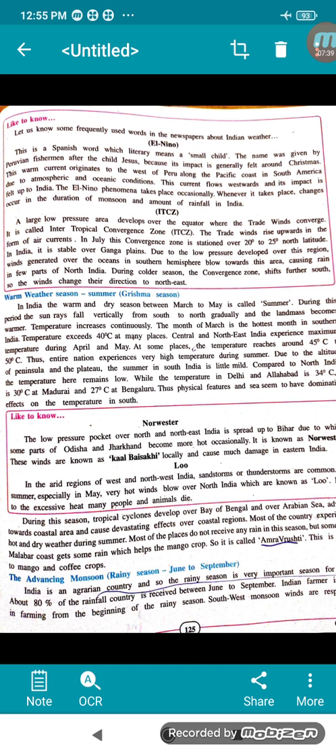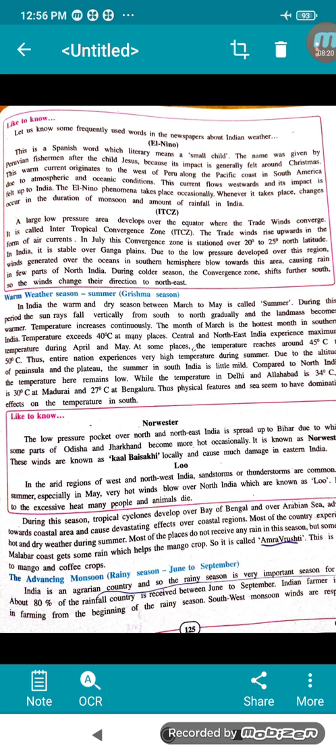Now, during this season, tropical cyclones develop over the Bay of Bengal and over the Arabian Sea. They advance towards coastal areas and cause devastating effects over coastal regions. Most of the country experiences hot and dry weather during summer, and most of the places do not receive any rain during this season. Of course, during summer the weather will be hot and dry.